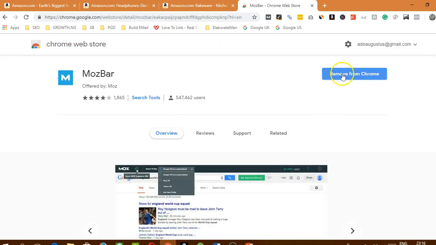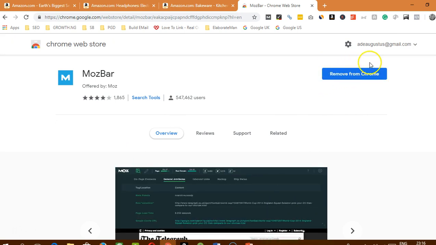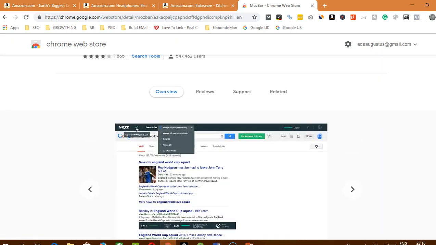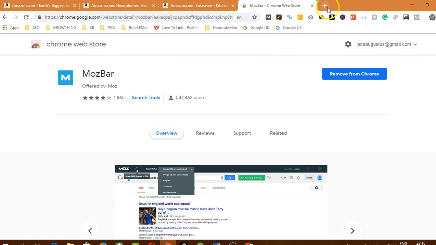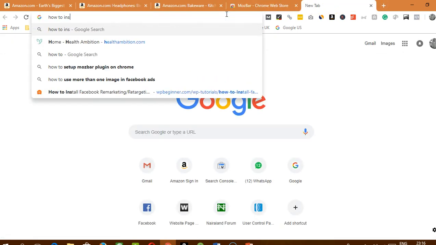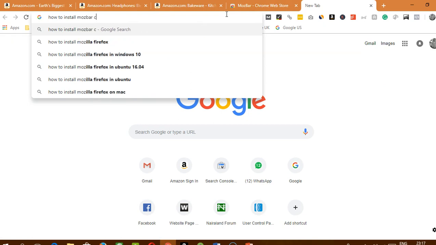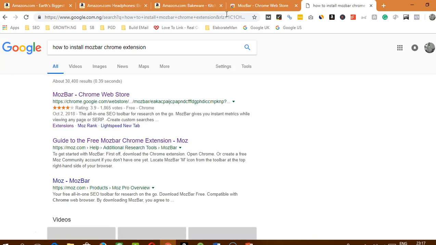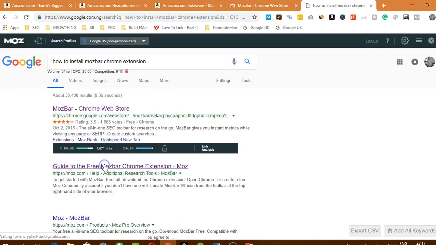Once you click on this first result, it takes you to the Chrome extension web store page. Then you click install. I have it on my Chrome already, but if you don't have it, it will show install here. So you click on it to install it, and you follow the guide and activate your Moz bar. If you are stuck at any point, you can just Google search how to install Moz bar Chrome extension, stuff like that. Just Google and read this guide by Moz.